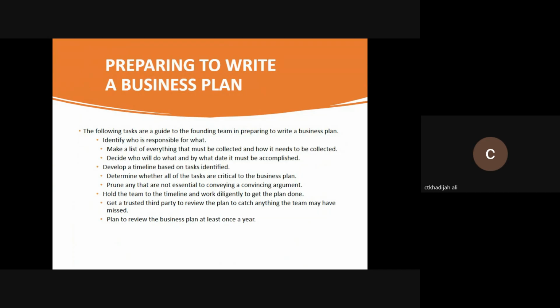Determine whether all of the tasks are critical to the business plan. Prune any that are not essential to conveying a convincing argument. Hold the team to the timeline and work diligently to get the plan done. This is very important: get a trusted third party to review the plan to catch anything the team may have missed. The third party can be anyone that you trust, and it will be better if you can hire someone professional so that they can help you to review your plan. Plan to review the business plan at least once a year.